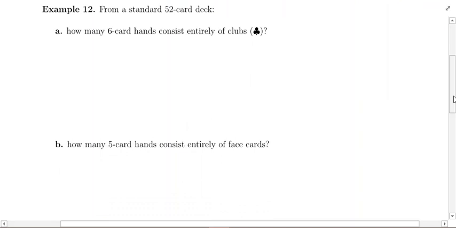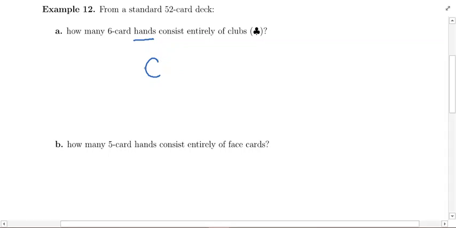It says from a standard 52 card deck, how many 6-card hands consist entirely of clubs? So we've been dealt a hand of cards, and what did I just tell you? If you're dealing with a hand of cards, it's going to be a combination. Imagine the random generator that I just showed you. You've been dealt a 6-card hand, just like the one I showed you, but the restriction on this particular hand is that it's got to consist entirely of clubs.